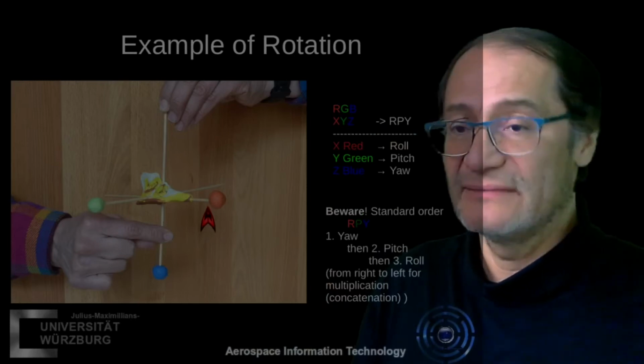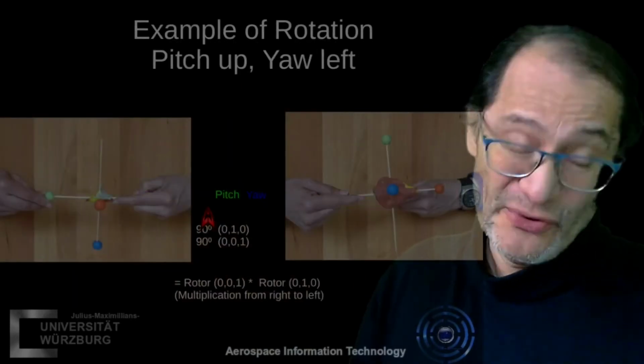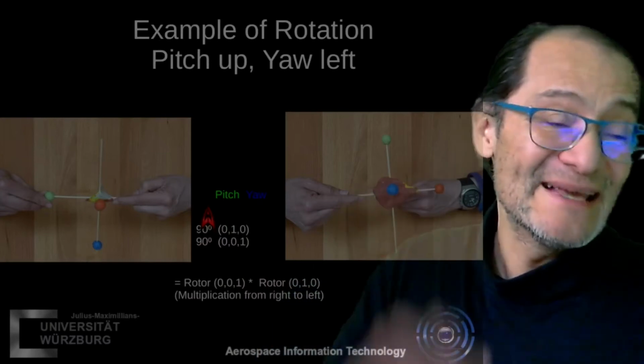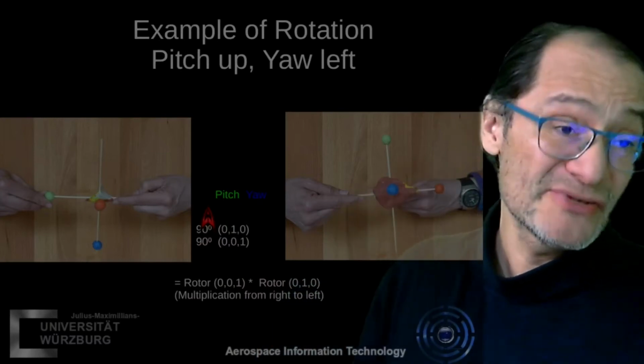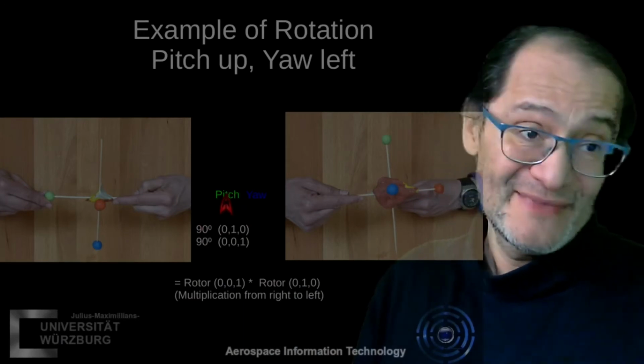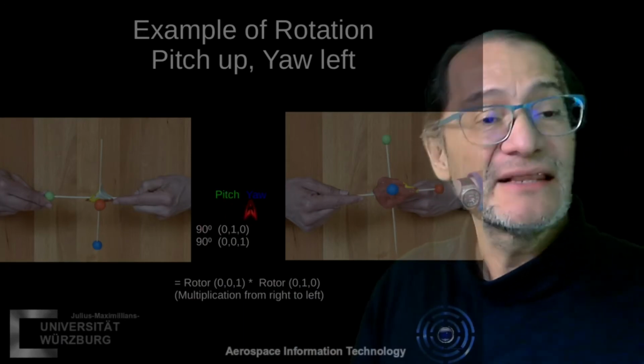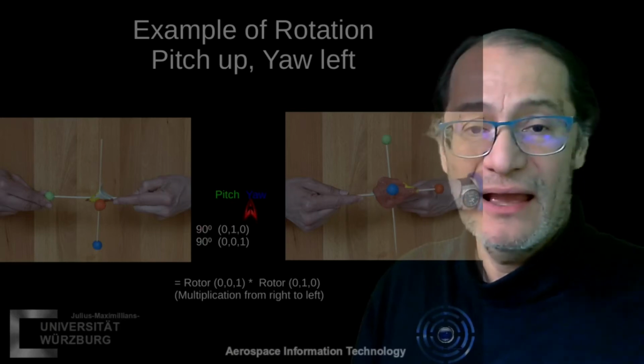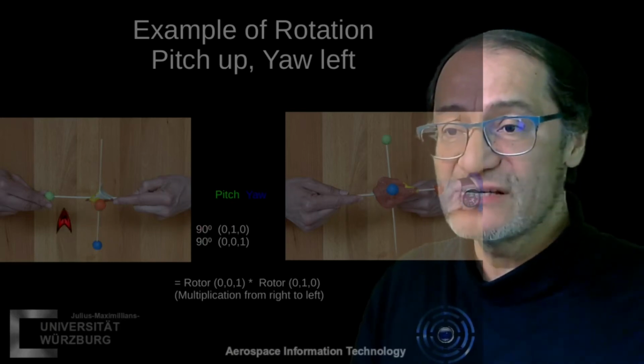Now I'm going to show you what I showed you before with the paper aeroplane: two rotations in two different sequences. Here I'm rotating first pitch in X, and then I'm rotating yaw in Z. Then that was my original position.